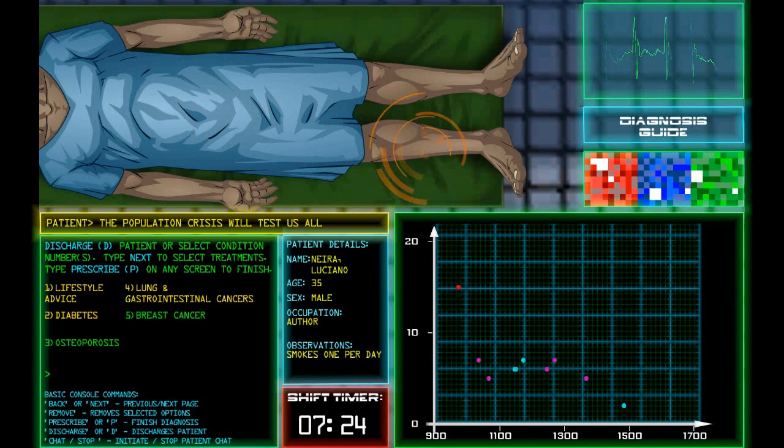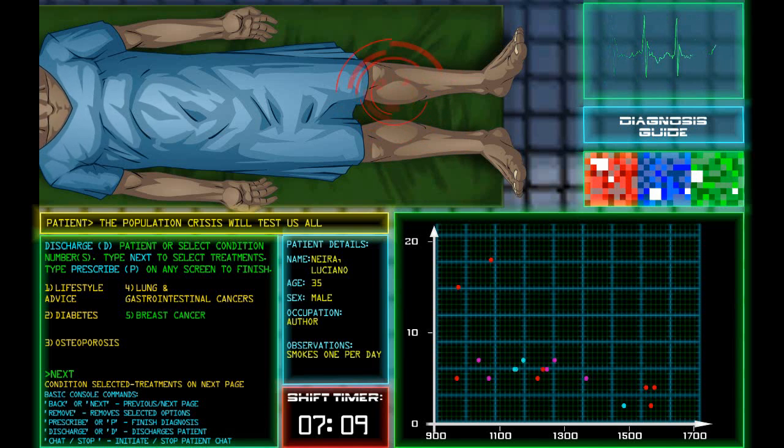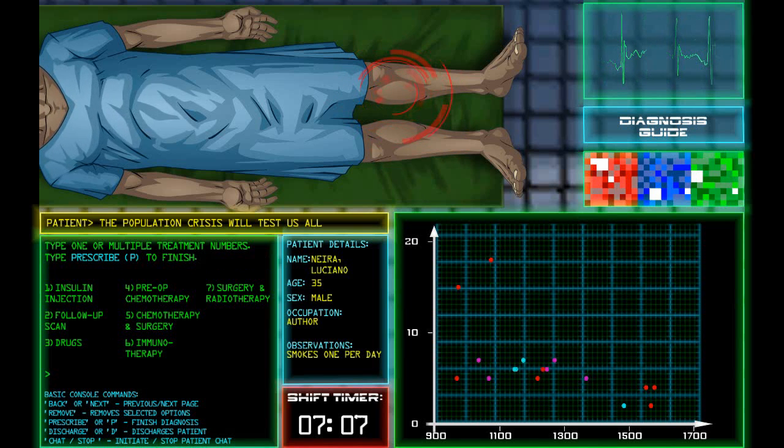You don't have breast cancer, though. Looks like you might have osteoporosis. Gonna say that you do. So, you've got all three, which means 5 and 6. We need that. We need 5 and 6.